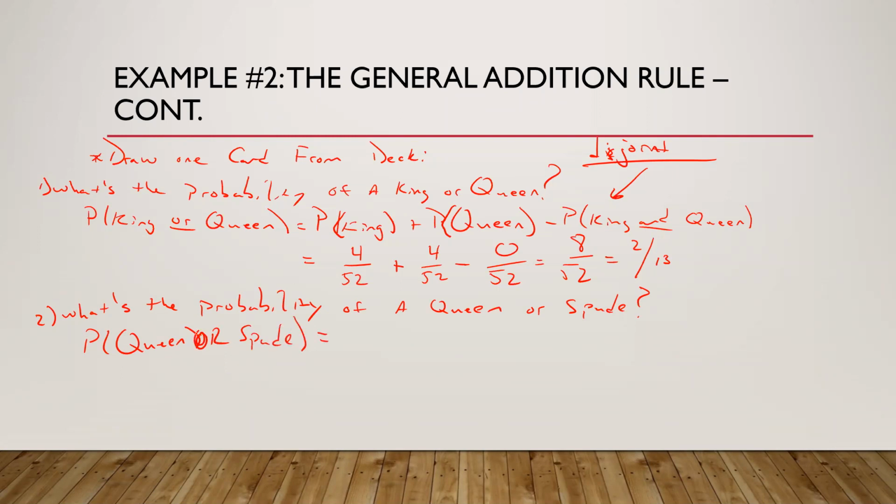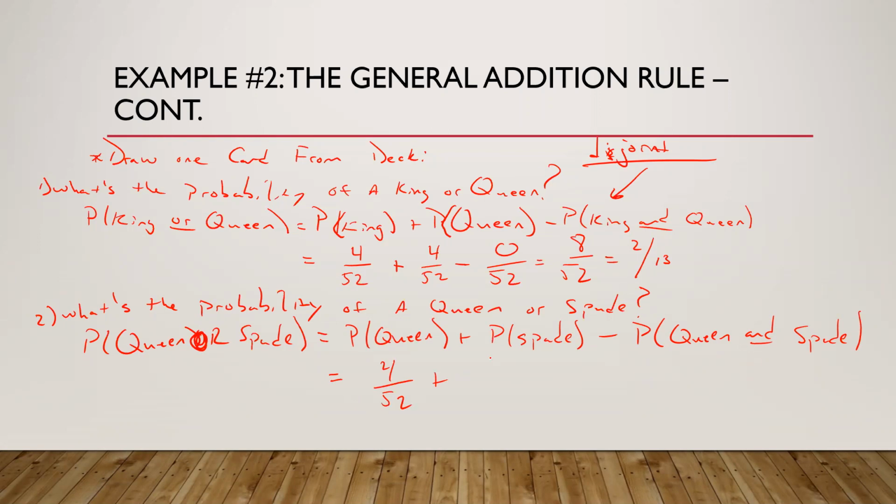Sorry about that typo there. So I see the or statement. So I'm always going to say it's the probability of the first event, queen, plus the probability of the second event, spade. And then I'm just going to write minus the probability of a queen and spade. All right, so how many queens are in a deck of cards? 4 out of 52.